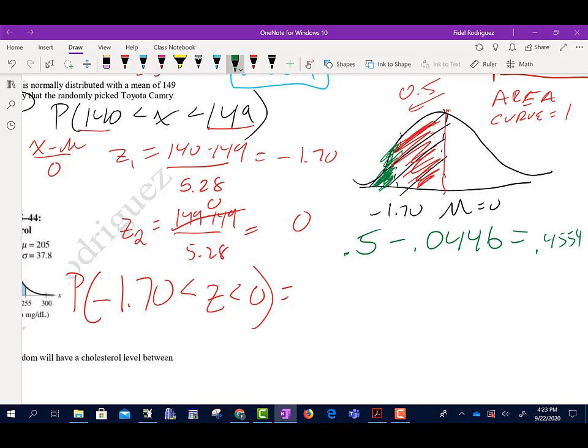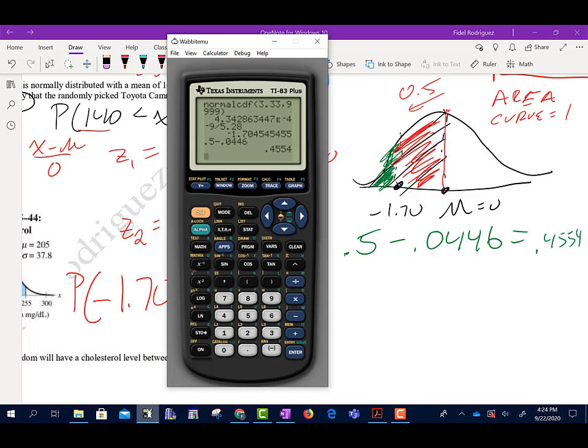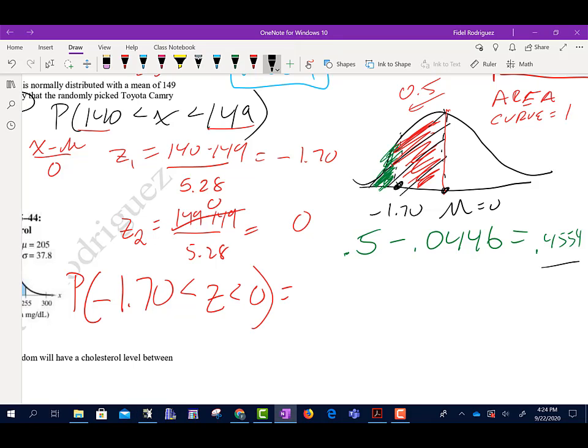Right? Okay. If you decided that you wanted to do this using your calculator, remember, here's my lower limit and here's my upper limit, right? So I would come back over here and I would say, let's go to second vars. Let's do our normal CDF. We're going to start at a negative 1.70, comma, 0, hit enter, and 0.4554. Same thing, jelly bean. So we got it, right?